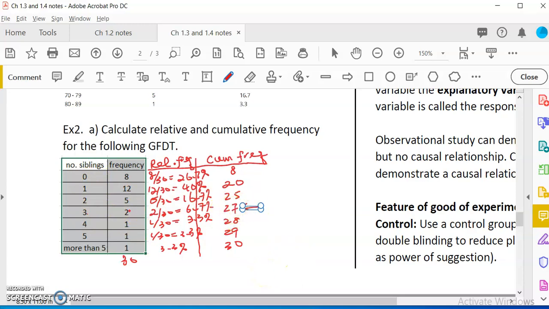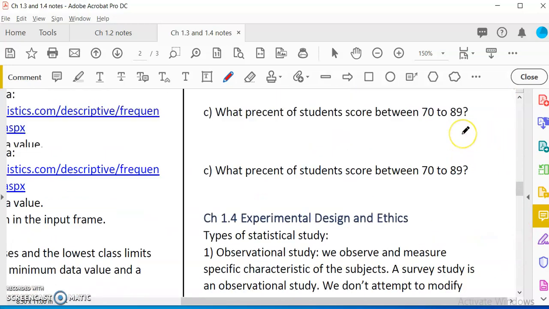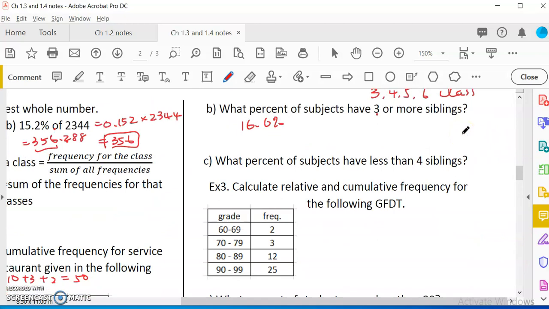So 27 over 30, over the total, because they're asking for percentage. So what percent have less than 4? Less than 4 is equal to 27 from the cumulative frequency. So for this you can use the relative frequency to help you, and for this one you can use the cumulative frequency to help you. You can see how summarizing them is useful. It is a percentage, so I divide by 30, that's 90%. So most people have less than 4 siblings, and that's 90%.